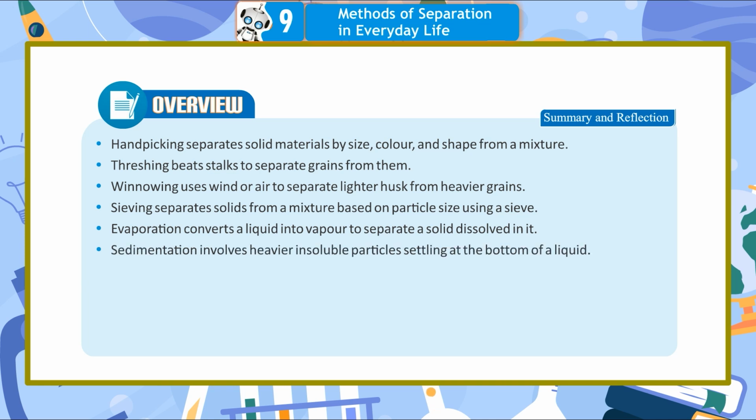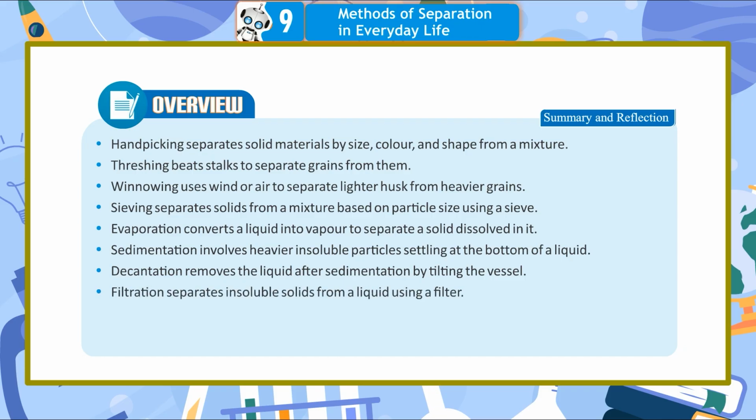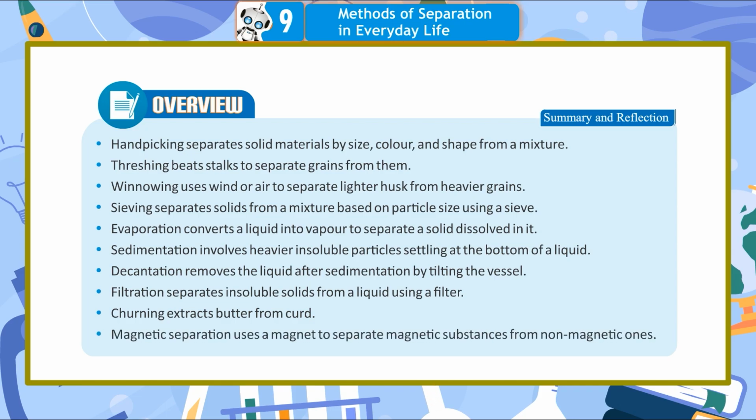Sedimentation involves heavier insoluble particles settling at the bottom of a liquid. Decantation removes the liquid after sedimentation by tilting the vessel. Filtration separates insoluble solids from a liquid using a filter. Churning extracts butter from curd. Magnetic separation uses a magnet to separate magnetic substances from non-magnetic substances.